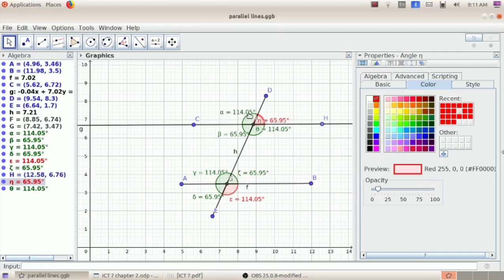Now consider this pair. This angle is 114.05 degree and this angle is 65.95 degree. The sum is 180 degree. So when two parallel lines are intersected by another line, the sum of co-exterior angles will also be 180 degree always. So this is about corresponding angles, alternate angles, co-interior angles and co-exterior angles.